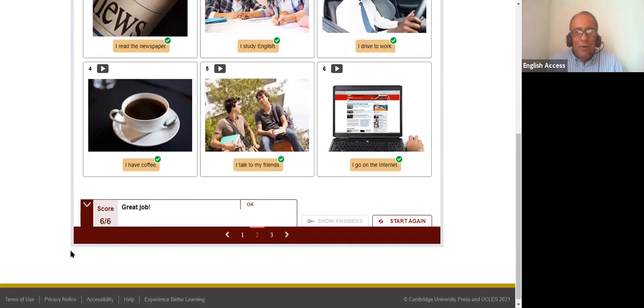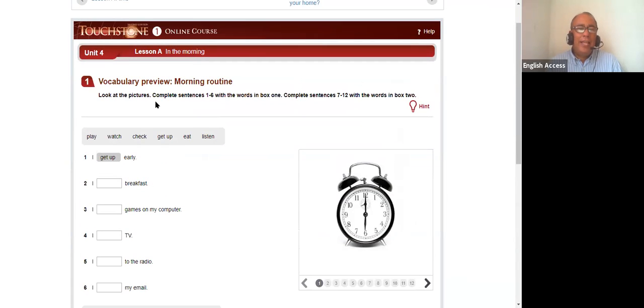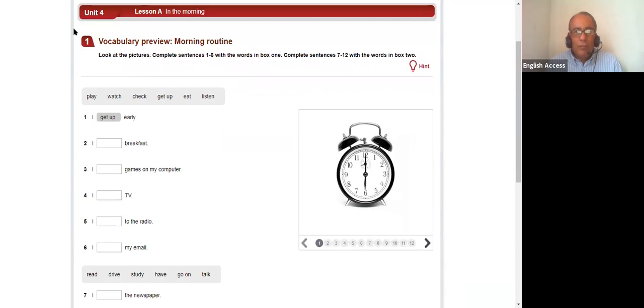And can you click in number 3 or the arrow? Dale clic al número 3 o a la flechita. Exactly. So you can navigate here. And here is more vocabulary about morning routines. Look at the pictures, complete the sentences from 1 to 6 with the words from the box. In this one, you need to type the answer.